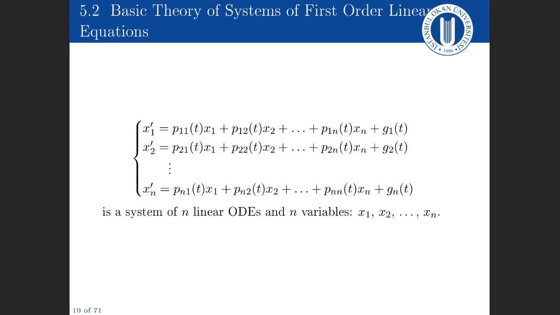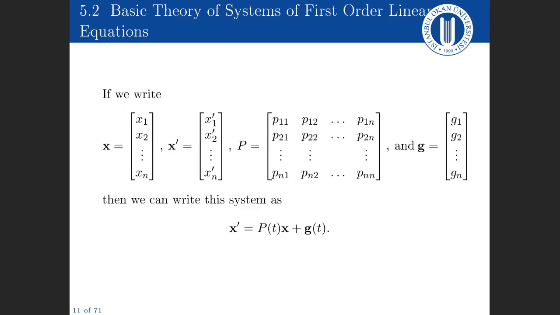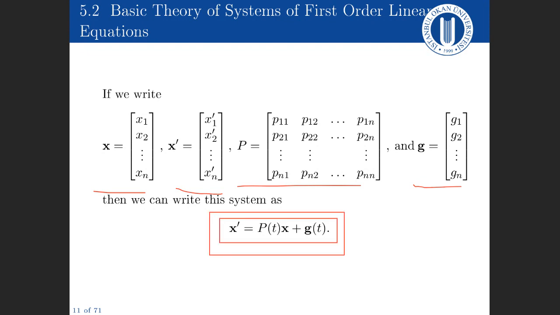Clearly this is a complicated way to write this. We know from our linear algebra course there's an easier way to write systems of equations. We could use matrices. If x is the vector x1 up to xn, and then x prime is the vector x1 prime, x2 prime, etc. If P was this coefficient matrix, and if g was g1, g2 up to gn, then the system on the previous page can just be written in the nice, easy way. x prime is equal to P(t)x plus g(t).